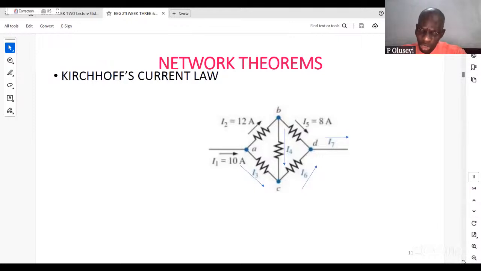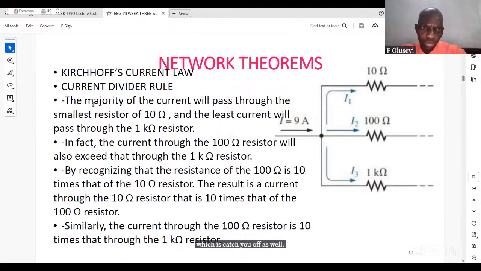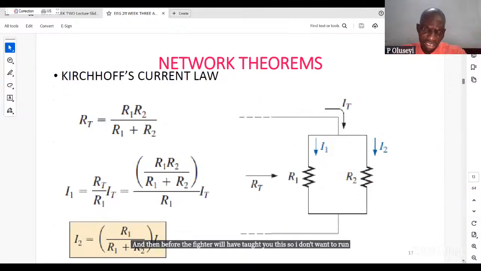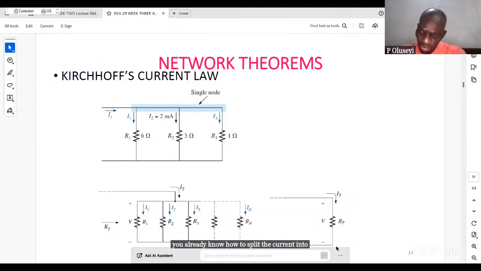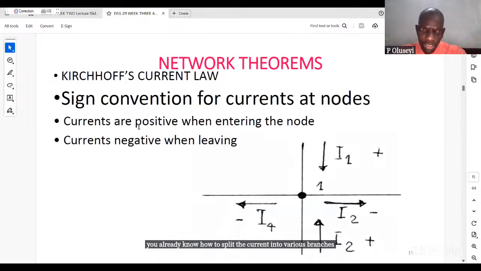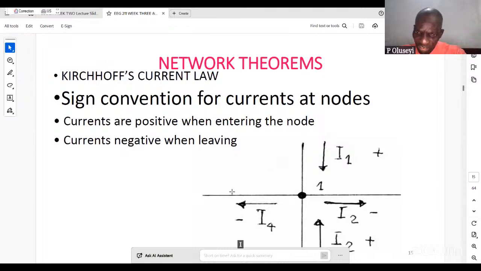So you have this as well, which is Kirchhoff as well. And then the current divider rule, I've taught you this, so I don't want to run through this again. You already know it. So this is another way which I don't think I need to belabor. You already know how to split the current into various branches. I taught you this last week.